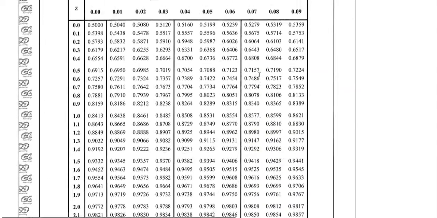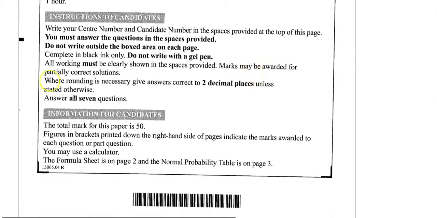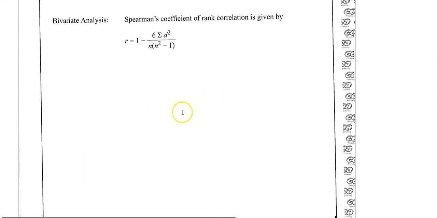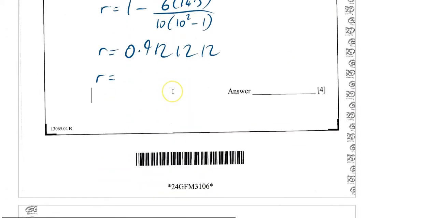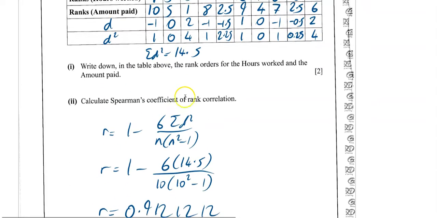that says on the front of the paper, which I should have read. Where rounding is necessary, give answers correct to 2 decimal places. So here we go. Let's put this back to 2 decimal places, do this properly. So 2 decimal places is going to be 0.91, and that's to 2 decimal places.